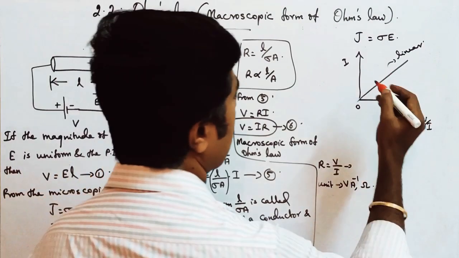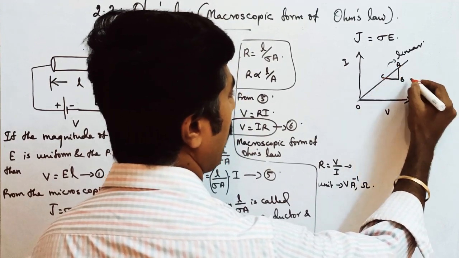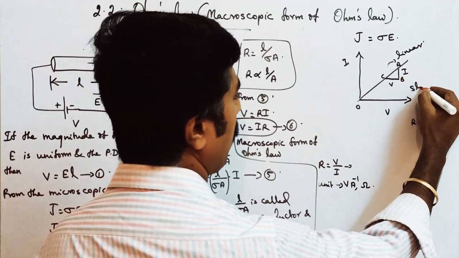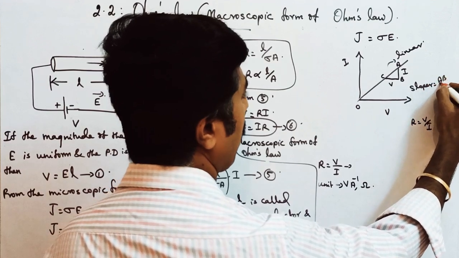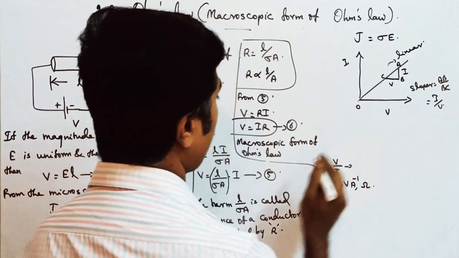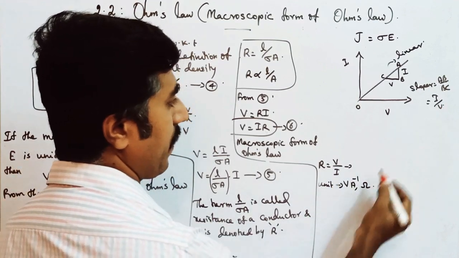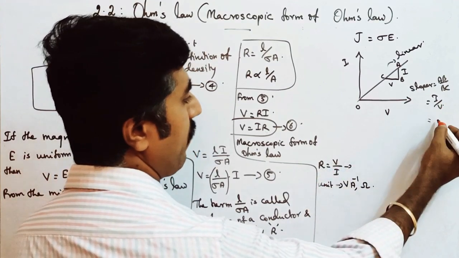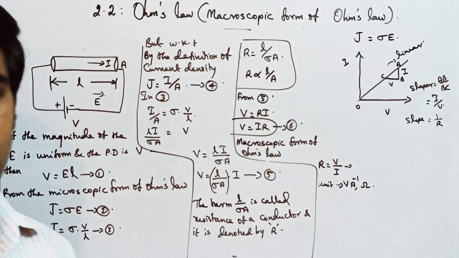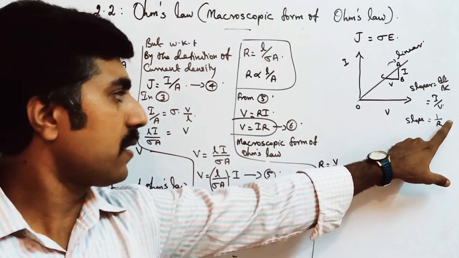Next, take the slope of this graph. Taking points A, B, C, AB is I and BC is V. So the slope formula is AB by BC, which equals I by V. Since V is equal to IR, R is equal to V by I, and I by V is 1 by R. So the slope is equal to the reciprocal of resistance.